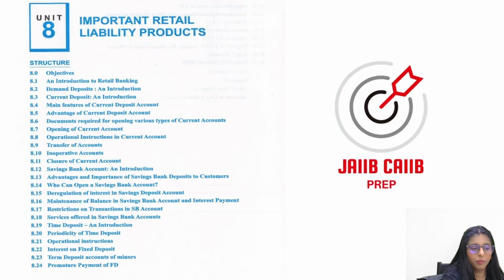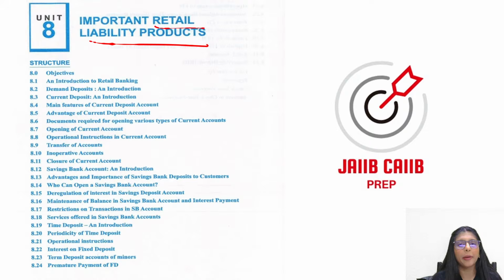Important retail liability products. What are liability products? Liability products are current account, saving account, term deposit. These are liability products. As we know, in retail banking we have liability products, asset products, and other products and services. So liability products are current account, saving account, and term deposit.